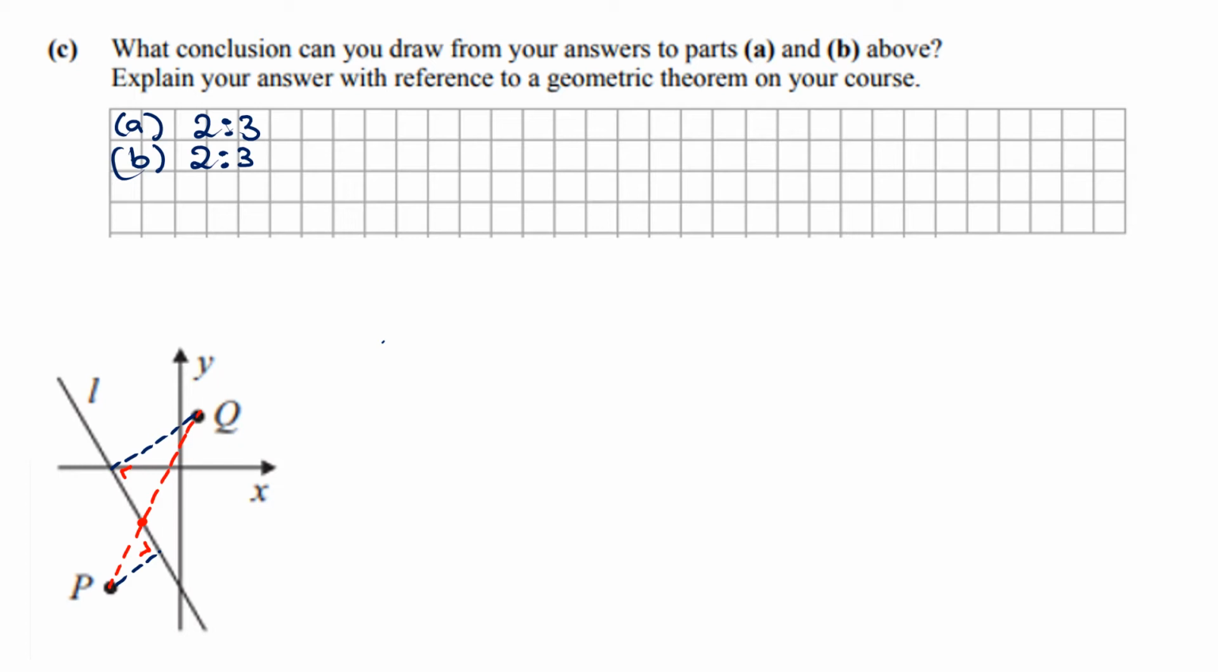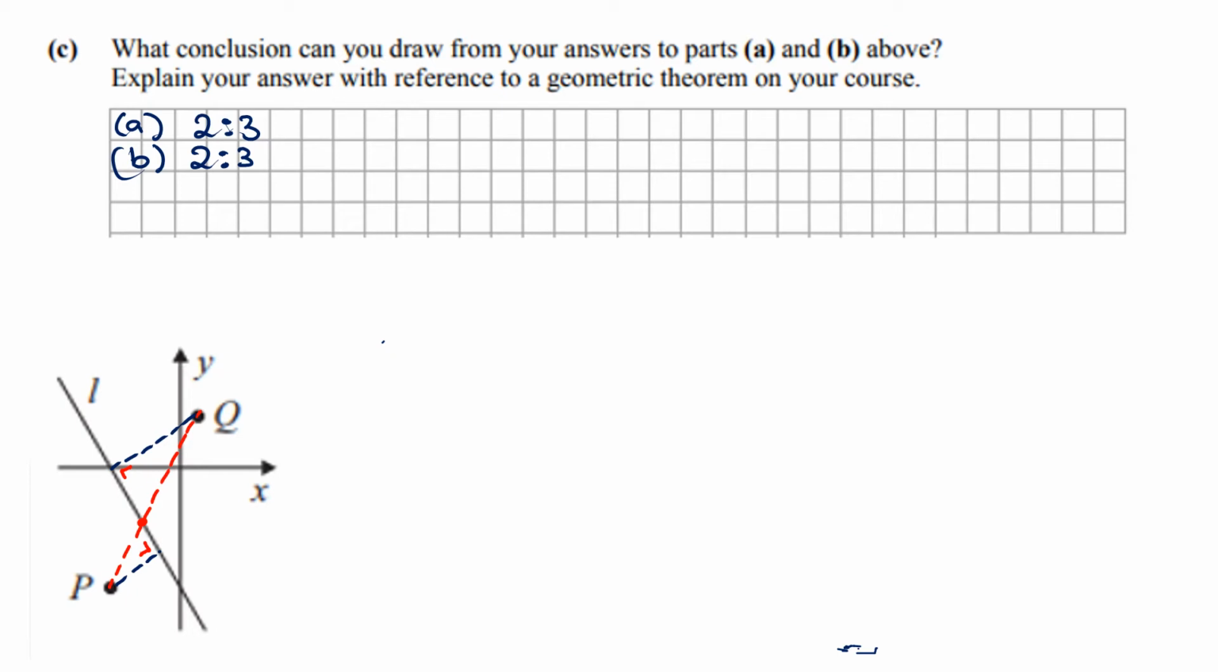Okay, so what we can say about these two triangles is that they are similar triangles. How we could explain that is, two sides of the triangles are in the same ratio. This blue line from Q and the blue line from P, it's 2 is to 3. Similarly with the red line, it's 2 is to 3. Given that they are the same ratio, we can conclude that the triangles are similar.